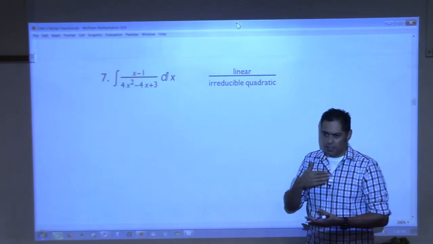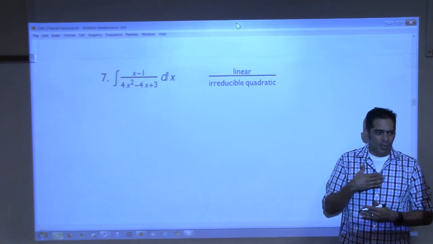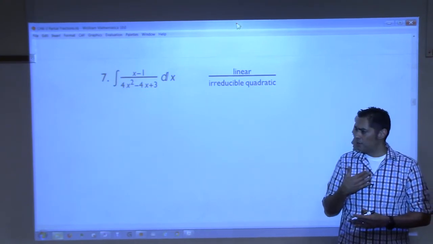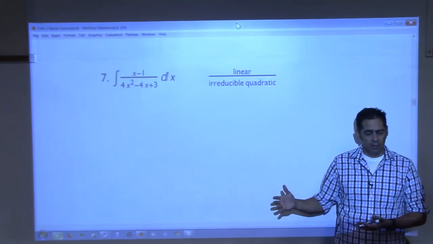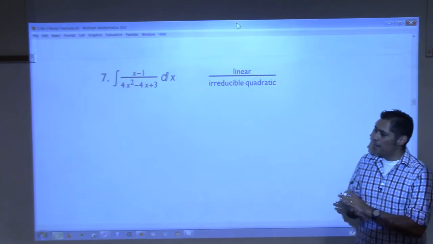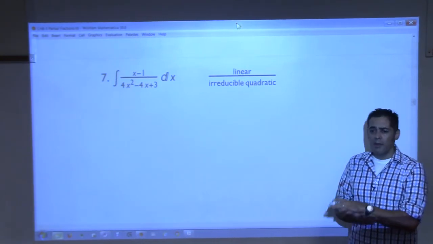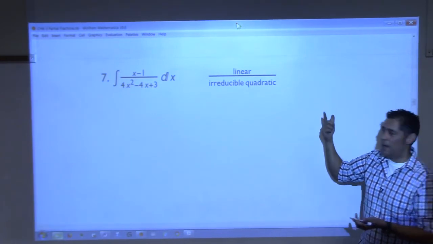We have a linear expression on top, and we have a quadratic on the bottom. When you take the derivative of a quadratic function, you get a linear function, because the degree of everything comes down. So it would really be nice right now if I took the derivative of the bottom and it was on top. Do you agree?